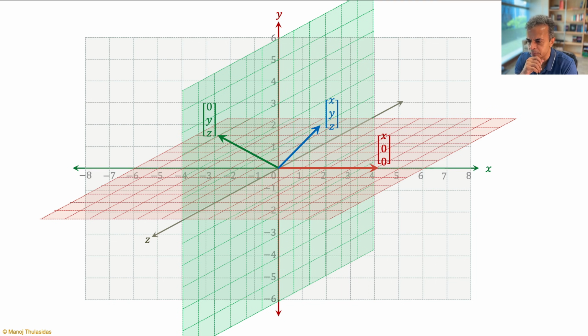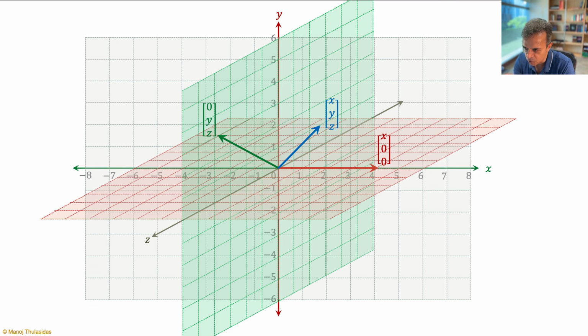To see the closure property, let's just add these two vectors. If you add x00 and 0yz, what do you get? You get xyz. Is that on the green plane? Unless x equals 0, it's not going to be on the green plane. Is it on the x-axis? No, because y and z are some values, not necessarily 0.